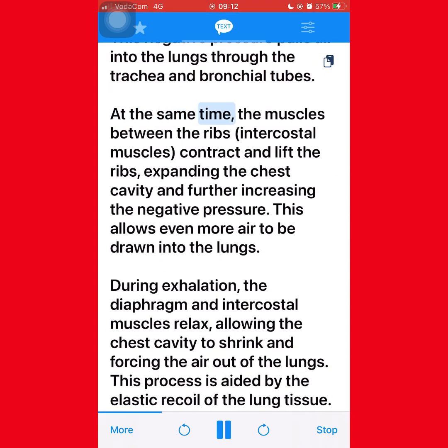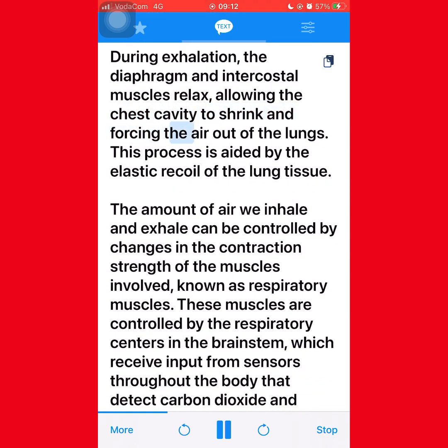At the same time, the muscles between the ribs, the intercostal muscles, contract and lift the ribs, expanding the chest cavity and further increasing the negative pressure. This allows even more air to be drawn into the lungs. During exhalation, the diaphragm and intercostal muscles relax, allowing the chest cavity to shrink and forcing the air out of the lungs. This process is aided by the elastic recoil of the lung tissue.